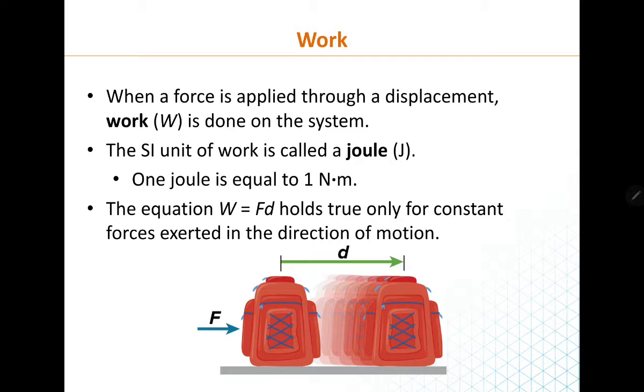The SI unit of work, SI meaning the International System of Units, is called a joule, and its symbol is J. 1 joule is equal to 1 Newton dot meter, because we know that the Newton is the unit of force and the meter is the unit of displacement. The equation W equals Fd holds true only for constant forces exerted in the direction of motion.